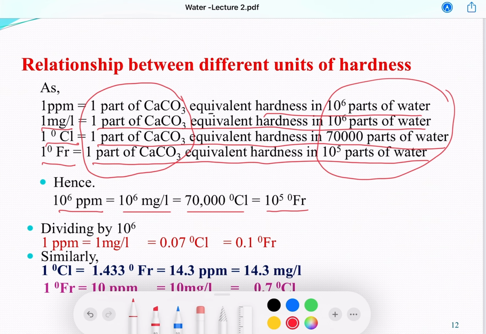Now, if you have to find out 1 ppm is equal to how many of the other, what we do is we just divide it by 10 raised to power 6. So when you divide it by 10 raised to power 6, you will get 1 ppm.